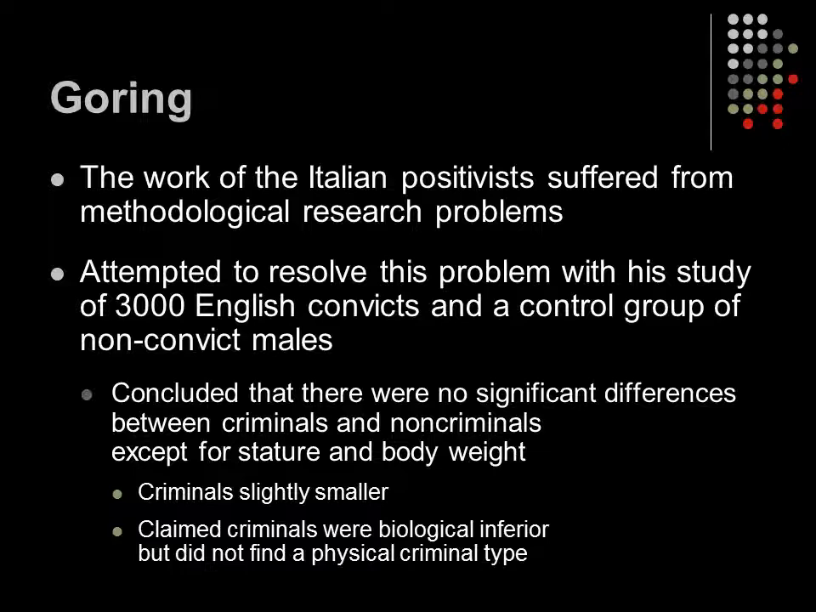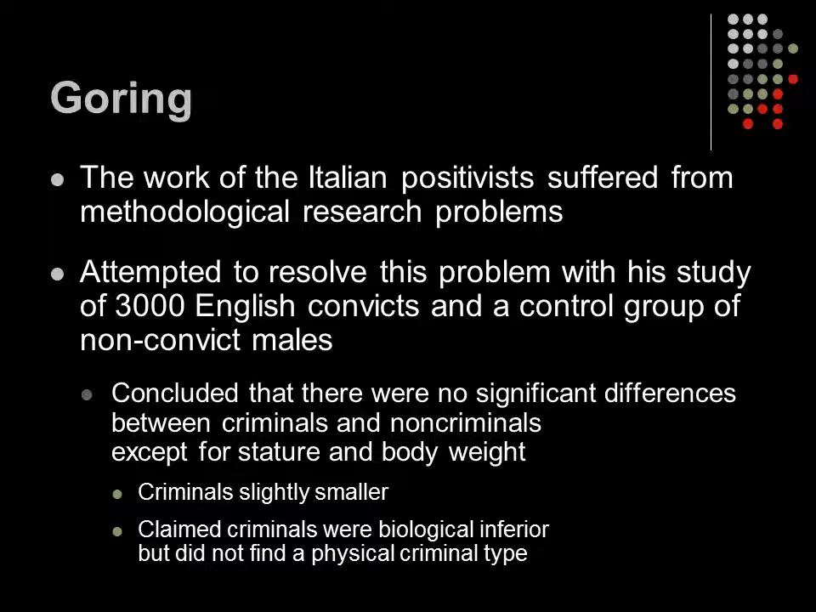So looking at the work of the Italian positivists like Lombroso, there were methodological problems with some of their research, but they did the best they could. It was a science that was in its infancy. So it's easy to look back now and see maybe some of the things that were problematic with the way their research was conducted. But someone who followed up on some of these issues was a man named Goring.